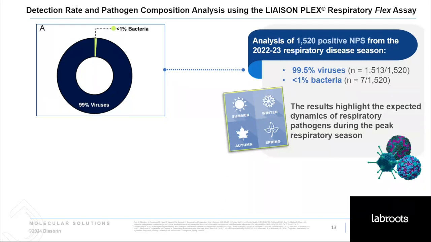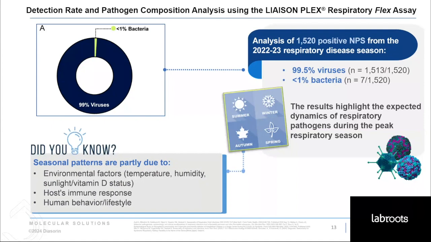Now, I don't know if you know why we see this type of pattern, but it's particularly attributed to changes in the environment, like temperature and humidity, which can impact the transmission and the stability of viral particles, as well as the host immune response, and even human behavior, like increasing indoor activities during the winter. So all those patterns and things that we do as humans influence the circulation of these pathogens among the population.